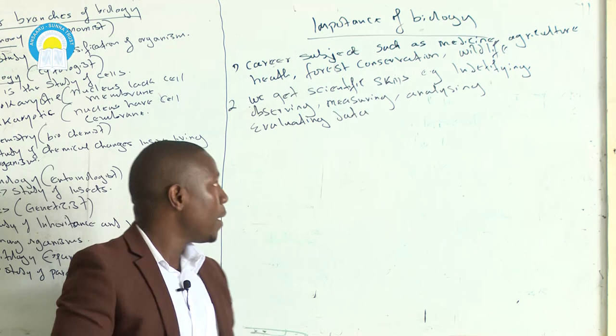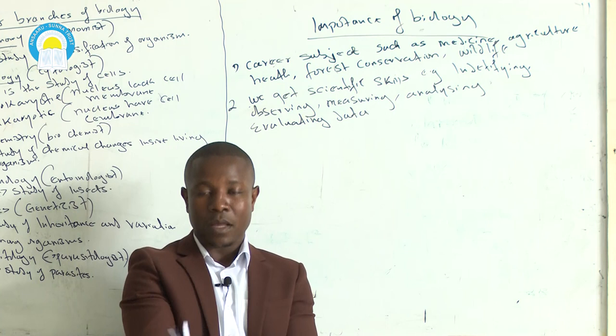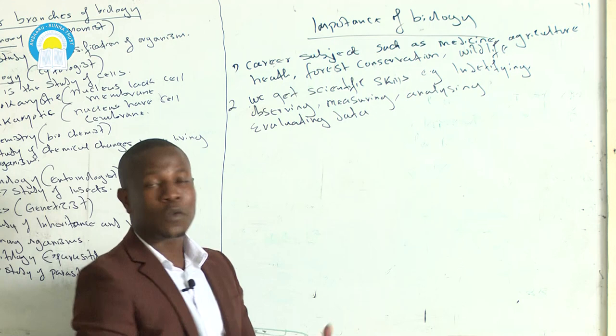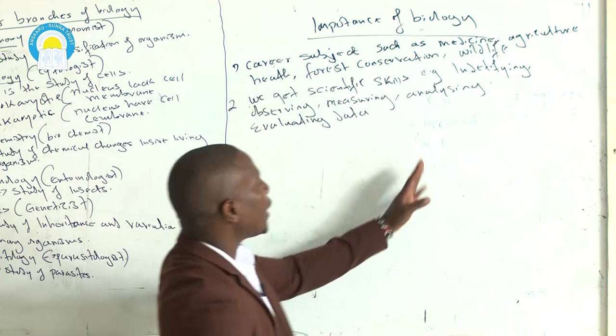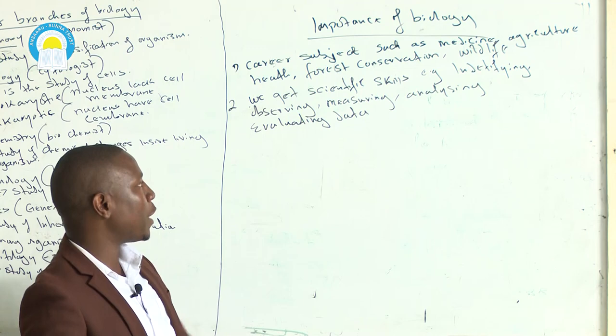Number three, measuring. We want to see, for an example, the length of your humerus in how many centimeters, or the length of one cell in how many micrometers. Then we go to analyzing. When we analyze, we know this organism has the following characteristics. Then we evaluate the data by comparing the differences of one organism with the other organisms.